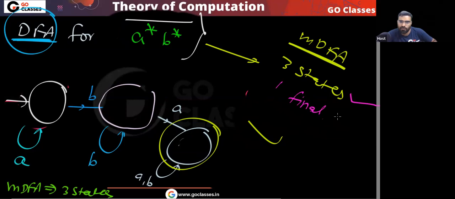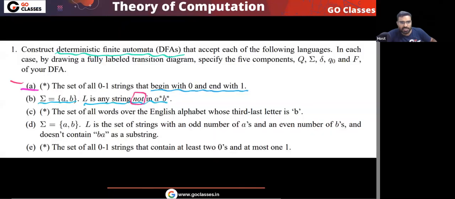There is only one final state. So this is your answer. I hope this point is clear. So very simple. Now let's see the next one.